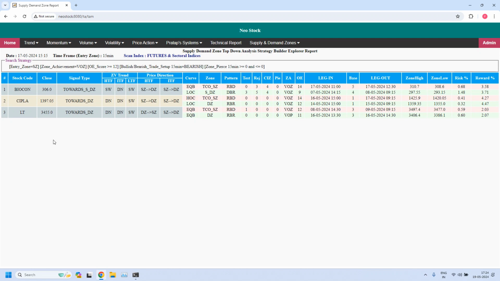So sorry for my confusion. So this is the bearish trade setup for daily income trade. Currently these three stocks are supporting bearish trade setup. Earlier we already generated bullish trade setup. Okay, now let us generate a bullish and bearish trade setup for hourly income trade.